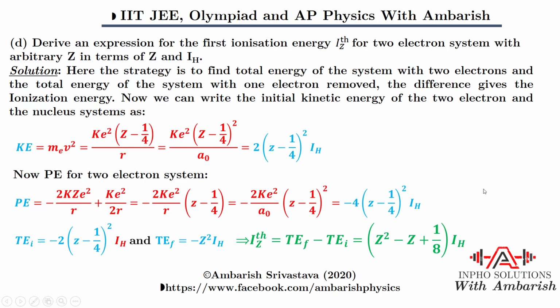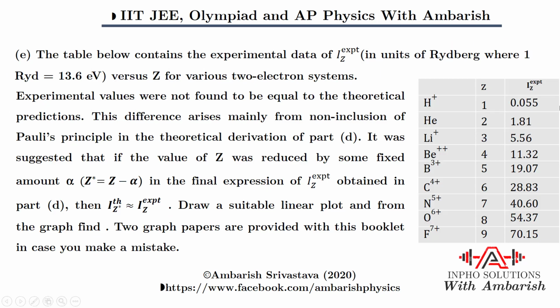Okay, now things are going to get even more interesting, or you can say a little more complicated, because we are now introducing the experimental part. So now we look at part E. What does it say? The table below contains the experimental data, I Z experimental, in units of Rydberg, where 1 Rydberg is 13.6 electron volt, versus Z for various two electron systems.